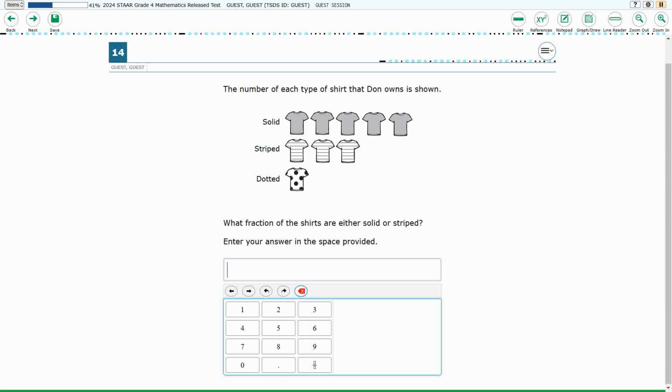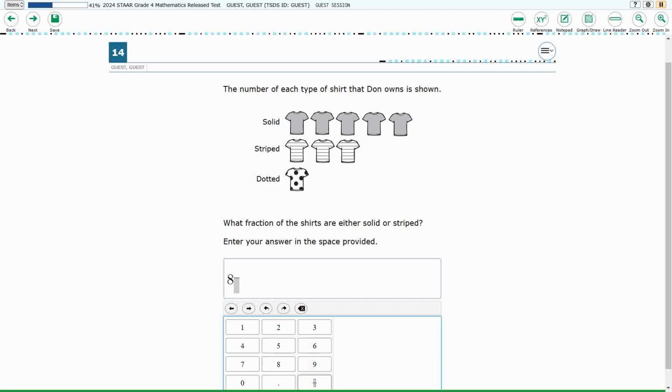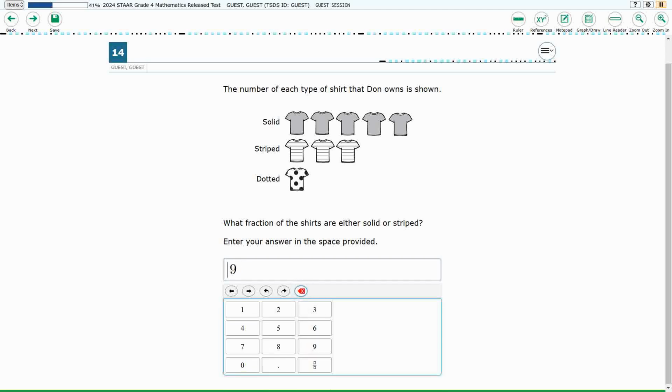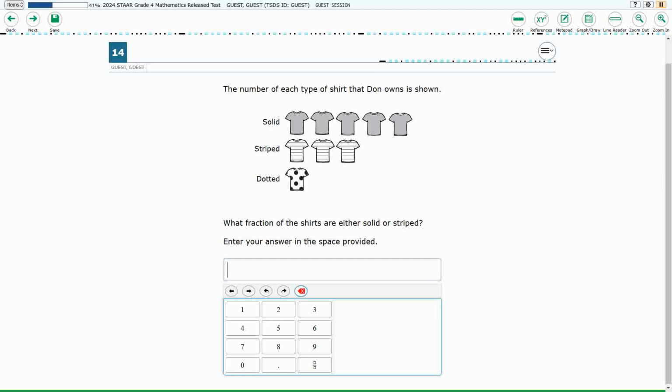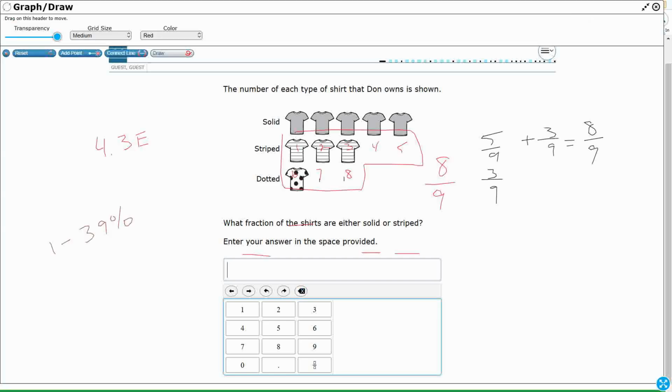If you hit the 8 first and then hit this, it's going to turn it into a mixed number. And even if you try to do that, it's still looking for a numerator. You have to hit the fraction button first in order to get the numerator going. So that's just the unintuitive part, because students are probably going to want to hit the 8 and then the fraction button. But as I said, this was 39% correct.